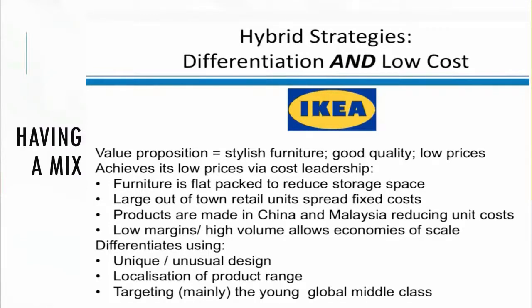Now, value proposition: stylish furniture, good quality, low prices. It achieves its low prices via cost leadership. Furniture is flat packed to reduce storage space, so they cut down cost on that. Large out of town retail units spread fixed cost. Products are made in China and Malaysia, reducing unit cost because the labor cost is lower there. Low margins, high volume allows economies of scale, and they also differentiate using unique, unusual design.